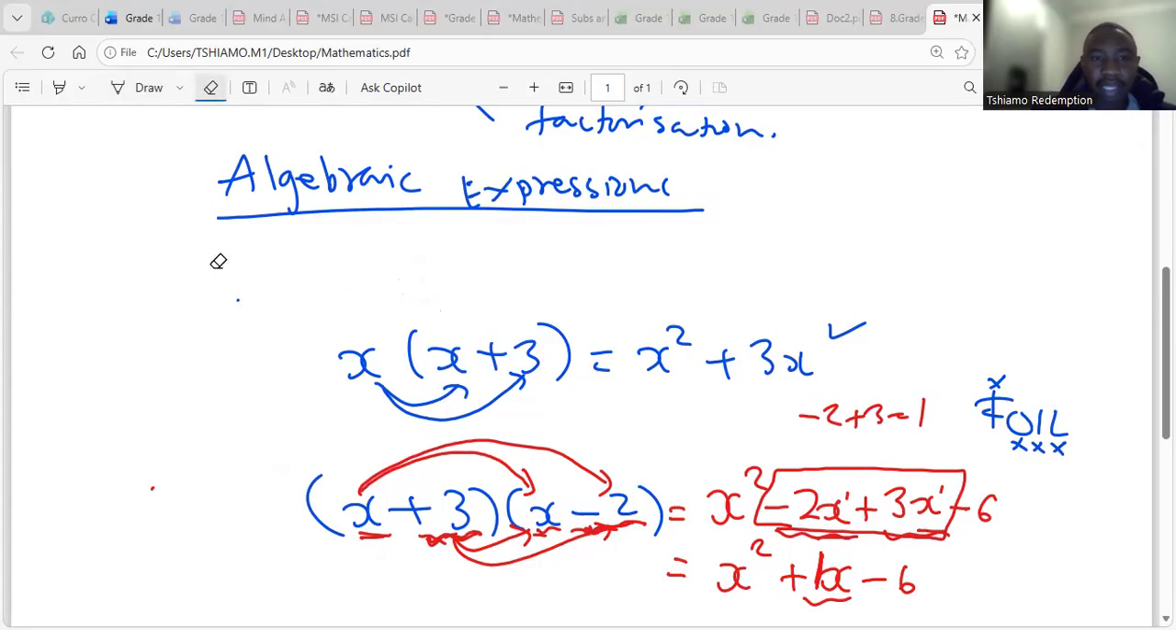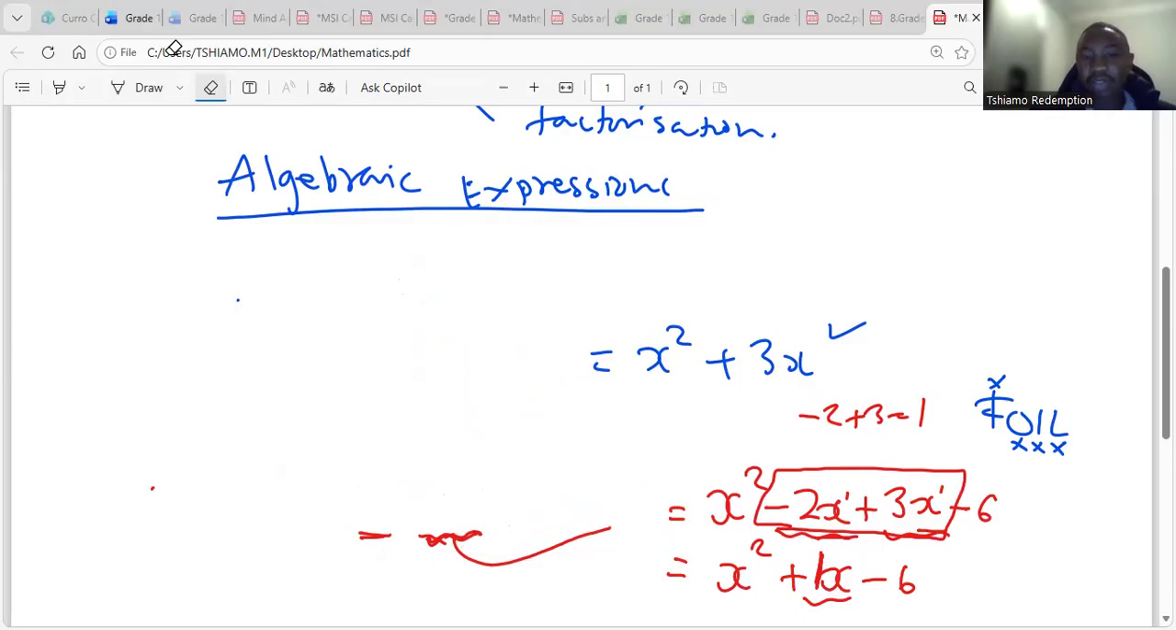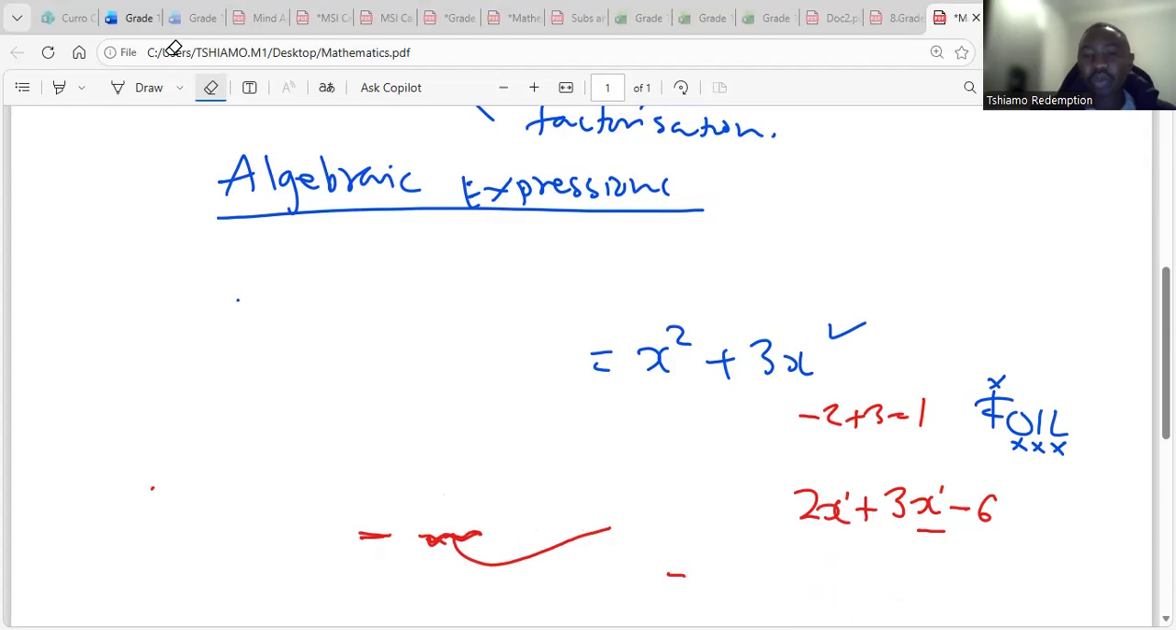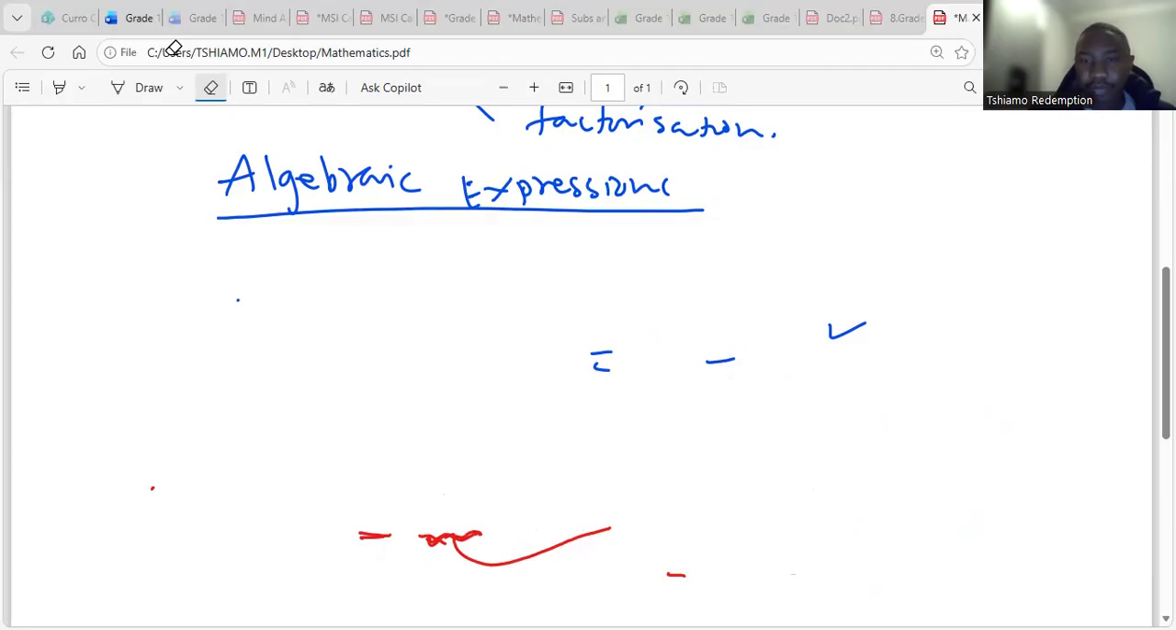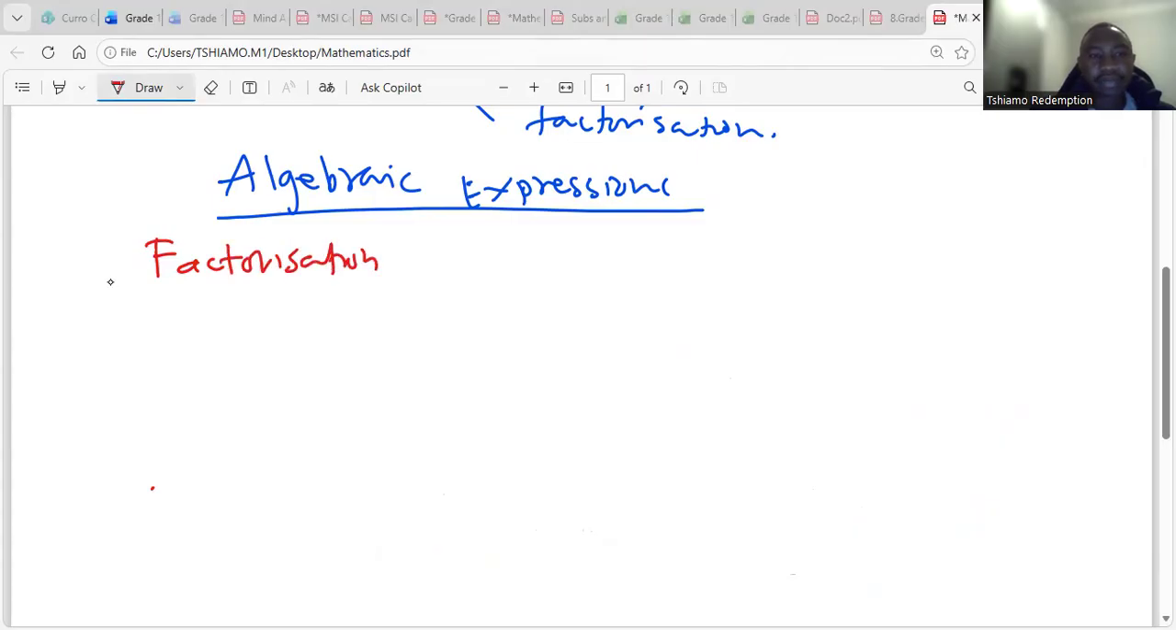Now, grade 9 introduces another part of factorization, and then I'm going to do a few questions for each. So now we do this part called factorization. Under factorization, you need to know the following for grade 9.